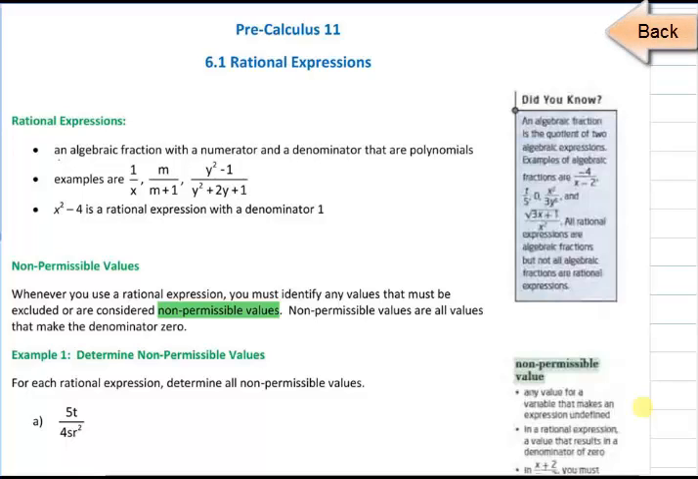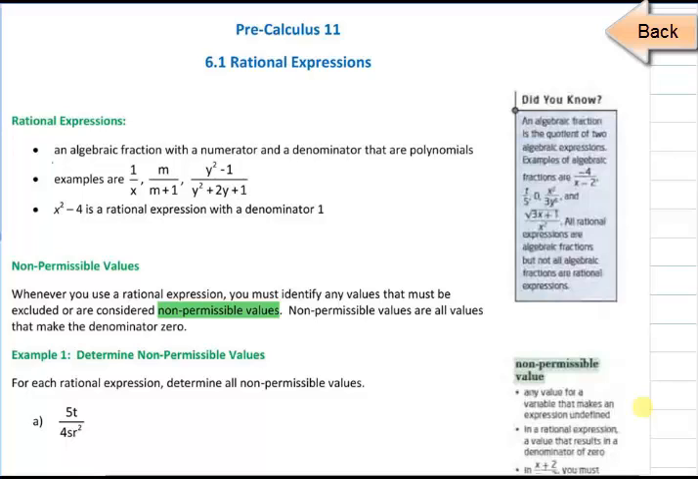So we're starting chapter 6. Our first section is 6.1, rational expressions. So we're going to take a look at what they are, what we mean by non-permissible values, what equivalent rational expressions are, and how to simplify them.